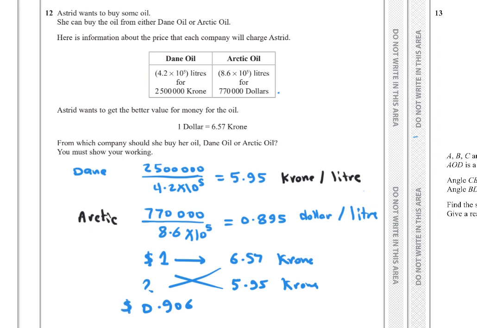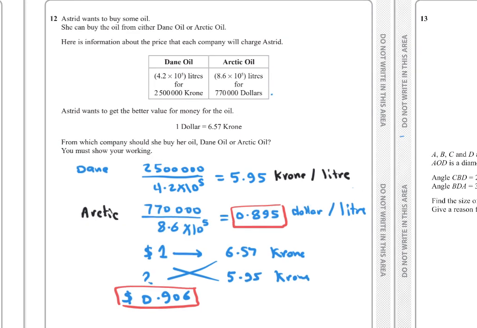Now compare between 0.906 for DIN and 0.895 for Arctic. So Arctic is the cheaper. So the better value is Arctic. So she should buy from Arctic.